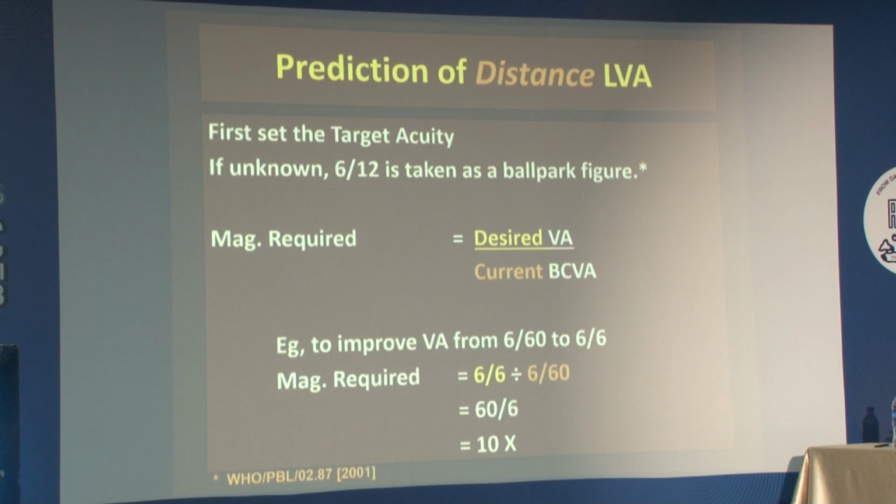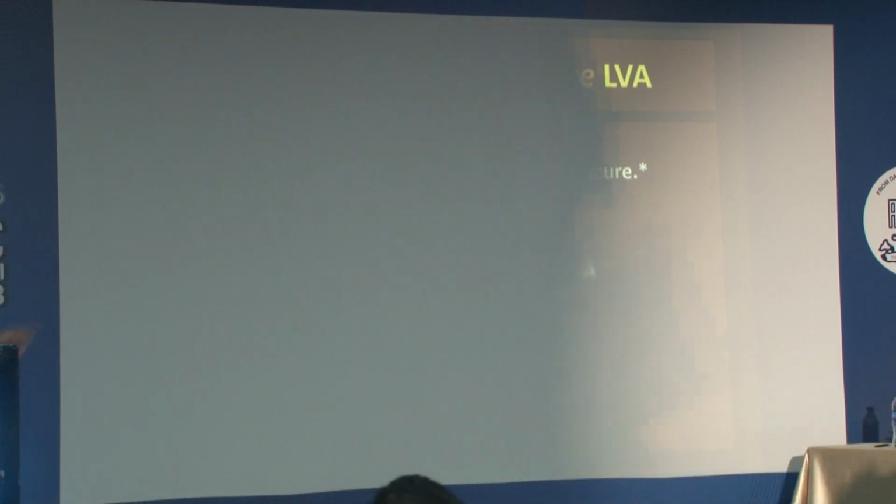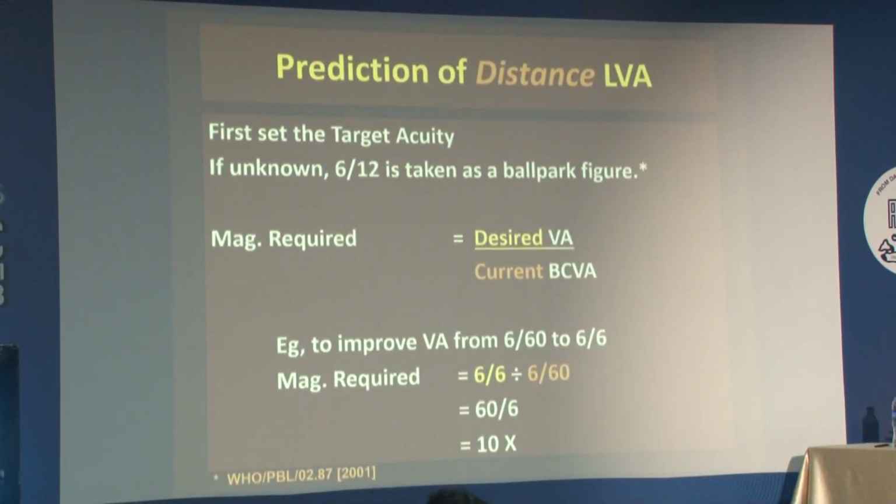Then the magnification that you require to give is predicted by the formula given over there, that the desired visual acuity must be divided by the current best corrected visual acuity. So for example, if you want to improve the vision from 6/60 to 6/6, then the magnification required is 6 by 6 divided by 6/60, which is equal to 10x. So a 10x magnifier is what you will prescribe to this patient.